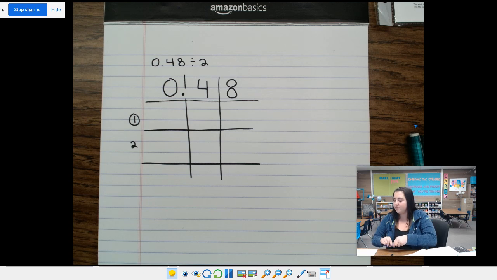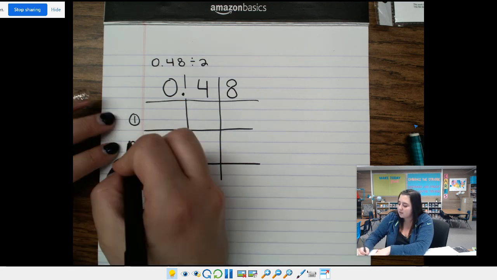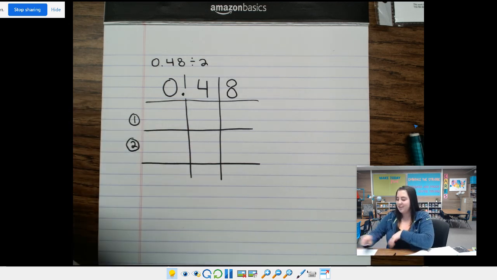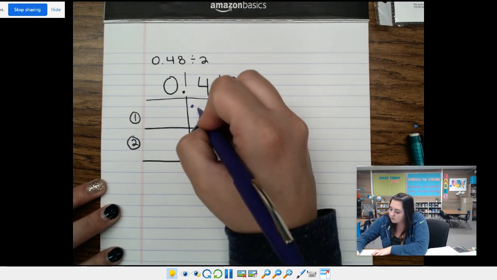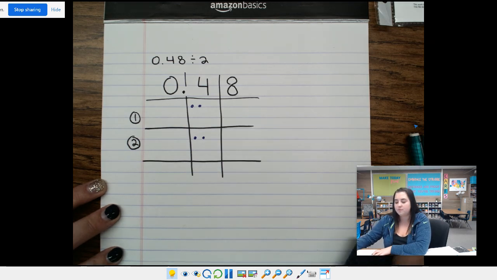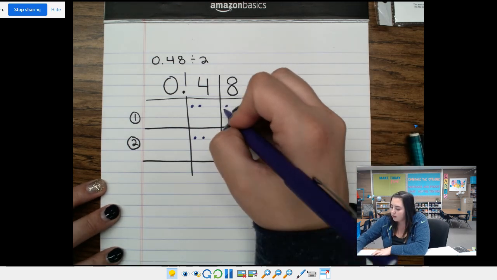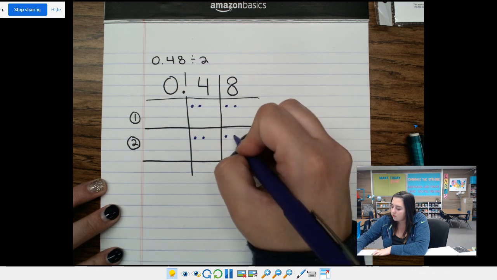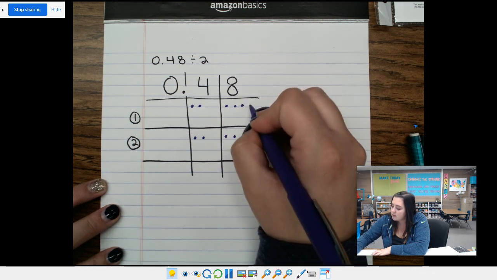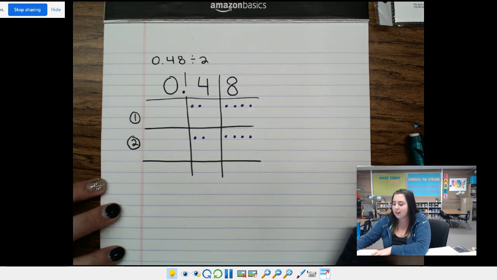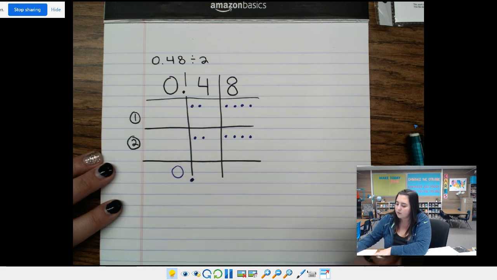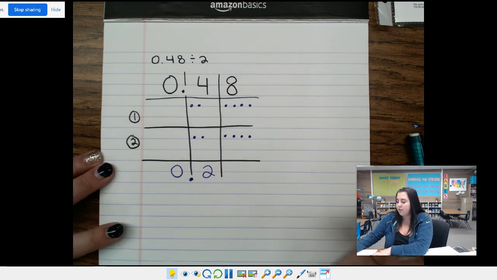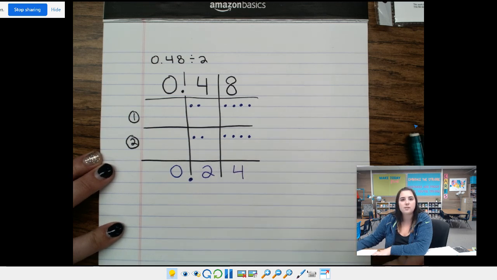And let's check. So in the first column, I don't have anything, so there's nothing I need to split up. So I'm going to start with my 4, splitting among 2 groups. So here's 1, 2, 3, 4. Perfect. Let's split up our 8. 1, 2, 3, 4, 5, 6, 7, 8. Perfect again. They split nice and evenly. So I had nothing here, my decimal. Then everyone got 2/10, and everyone got 4/100.